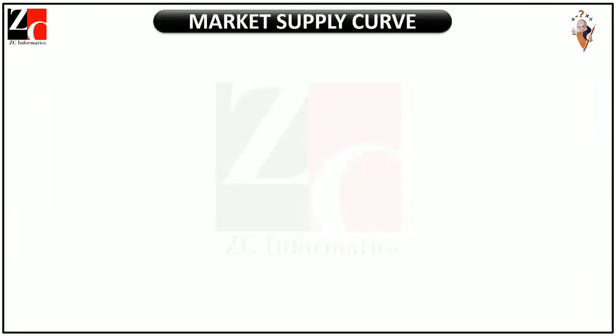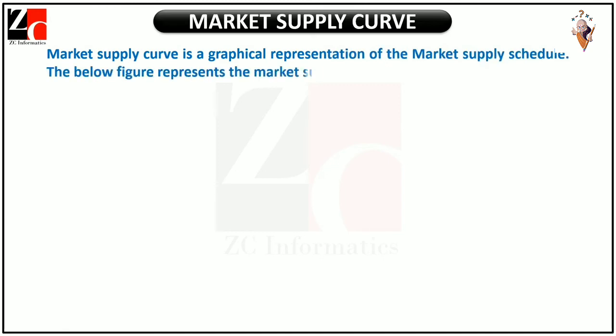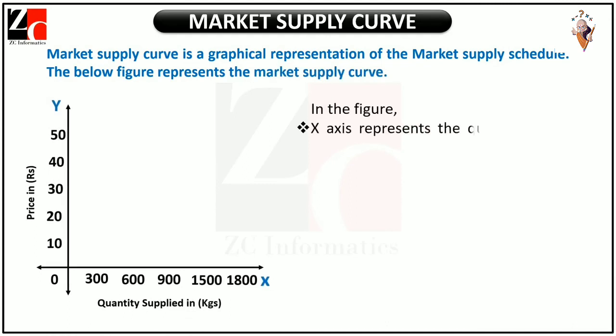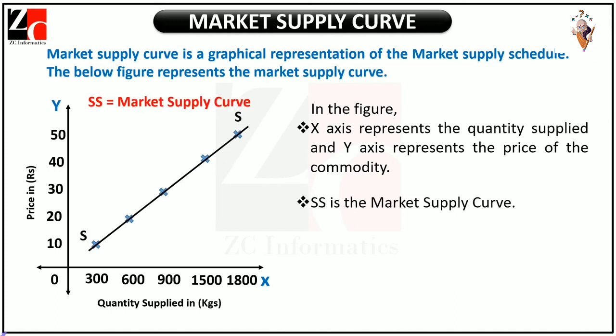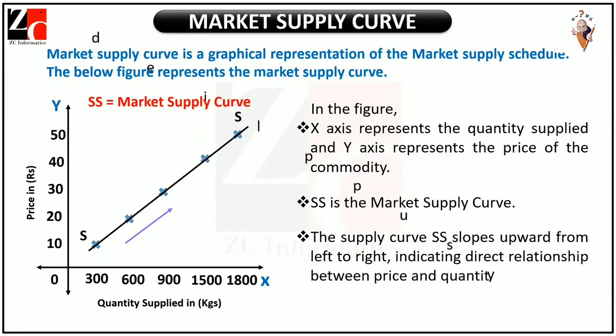Market supply curve. Market supply curve is a graphical representation of the market supply schedule. The below figure represents the market supply curve. In the figure, x-axis represents the quantity supplied and y-axis represents the price of commodity. SS is the market supply curve. The supply curve SS slopes upward from left to right, indicating direct relationship between price and quantity supplied.